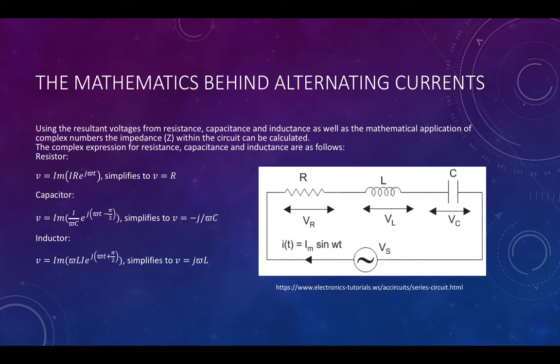In a general LCR circuit, the impedance Z of the circuit is calculated through the resultant voltages of each component as well as the application of complex numbers. The complex expressions for a resistor, capacitor, and an inductor are as follows. V equals R for a resistor, V equals minus J over omega C for a capacitor, and V equals J omega L for an inductor.